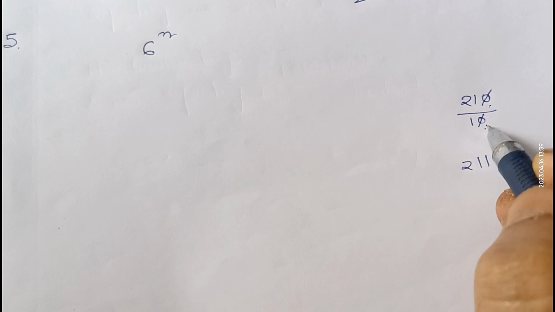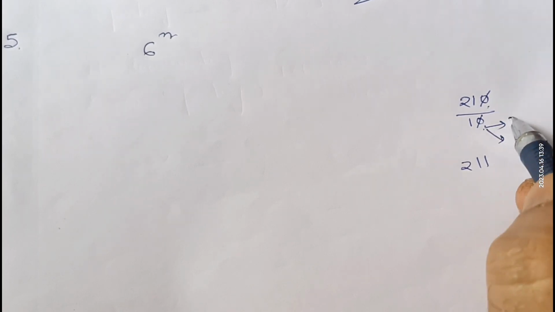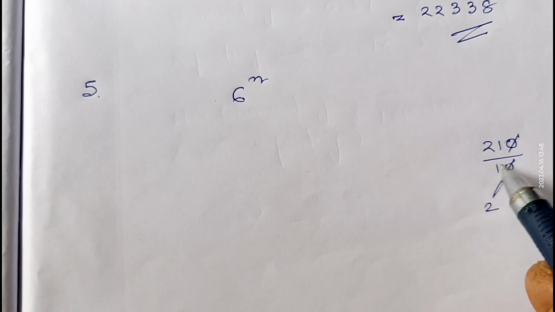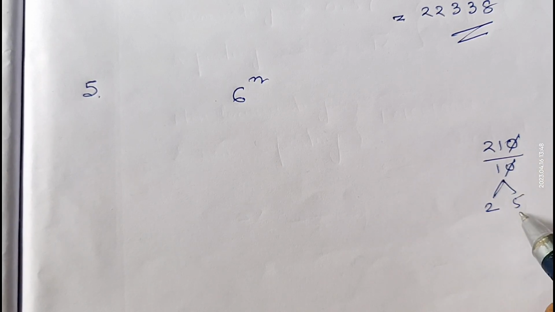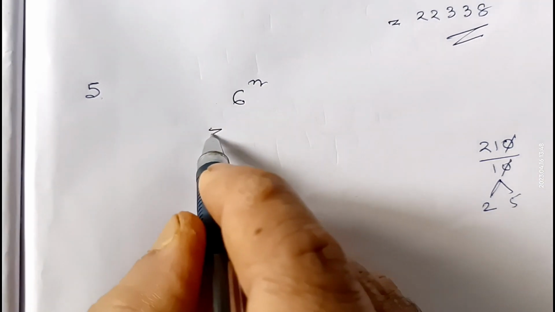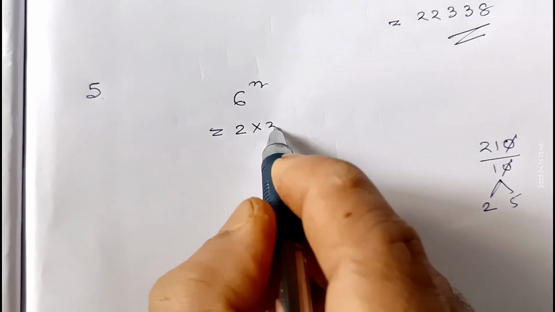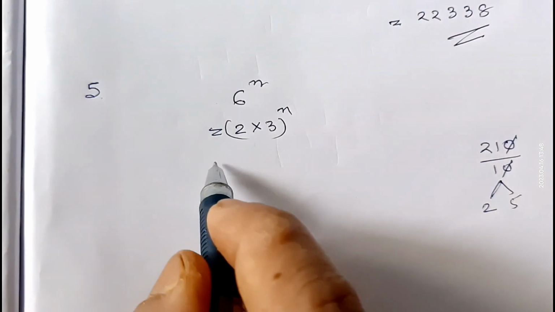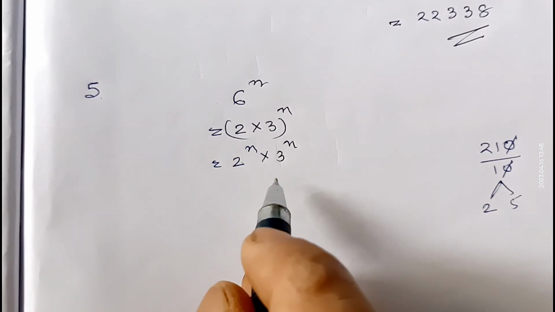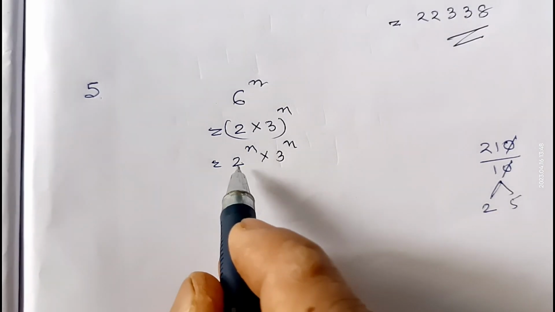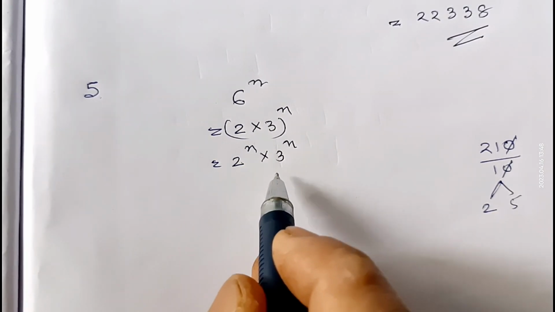So that means the numbers which end with digit 0 are divisible by 10. If it is divisible by 10, that means it must be divisible by 2 and 5. Since 10 contains 2 and 5, the number must have factors 2 and 5. Then only the number can end with digit 0. Now 6 to the power n can be written as 2 into 3 to the power n, which can be written as 2 to the power n into 3 to the power n. So this number is divisible by 2 but not by 5.